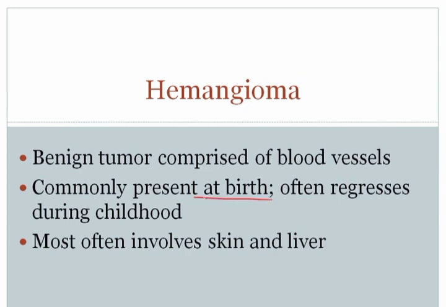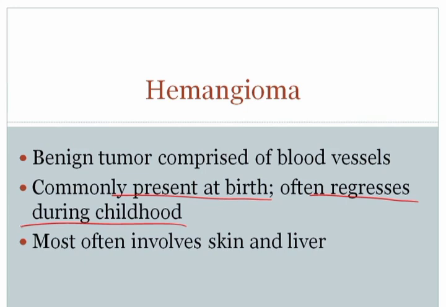It's commonly present at birth, but the most important point on this slide is that it often regresses during childhood. So if you have a patient with a hemangioma, in particular a kid, and you were worried about removing it, it'll probably just regress by itself. And again, that's high yield, especially if it's on the face, for example. You don't want to remove it surgically and create a scar. This will usually just regress on its own.